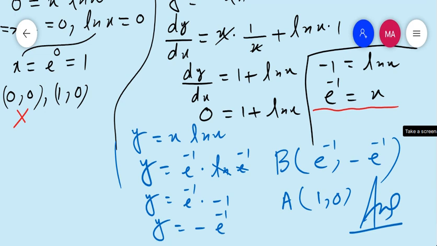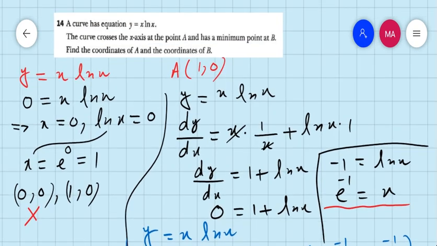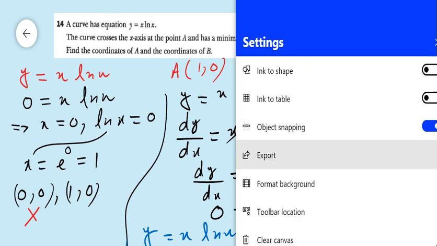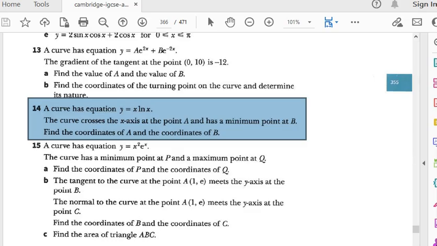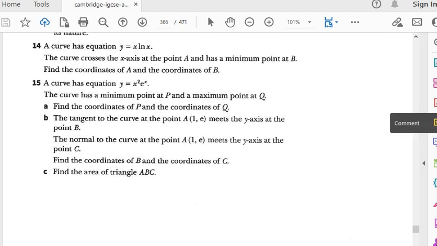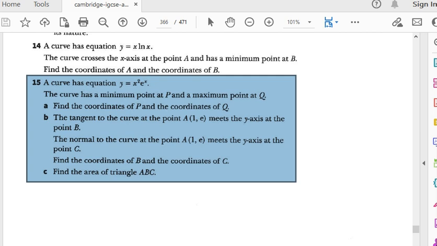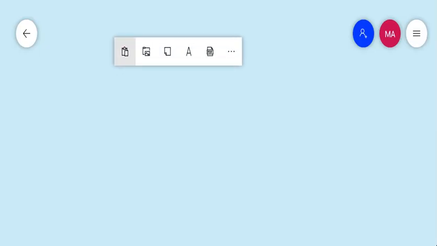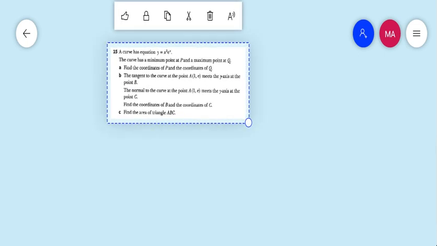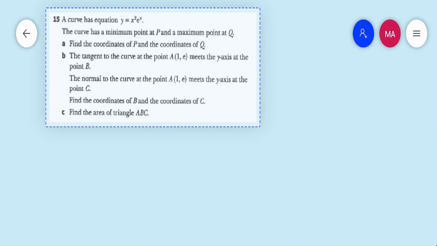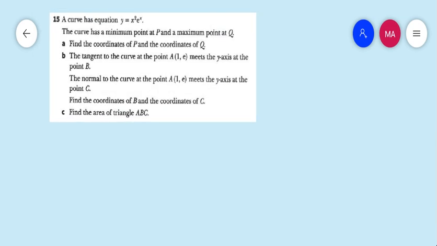So as compared to question number 13, it is short, small, only a few steps. After question number 14, move to question number 15. Very important question, very important. Many things are required in this question. So start one by one.